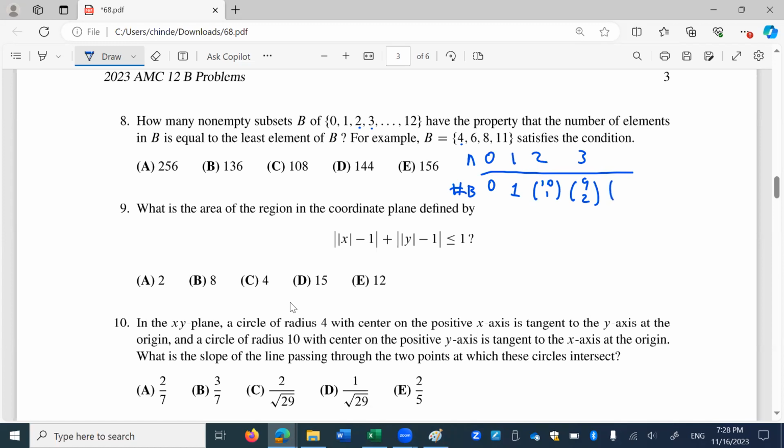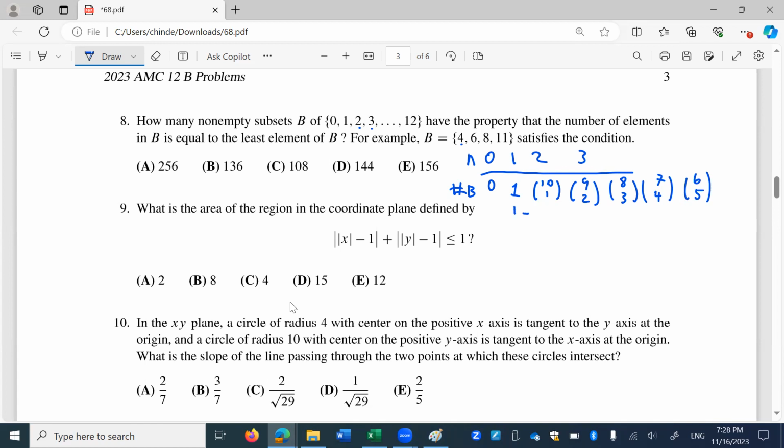If 4 is my least element, there's 8 numbers bigger than 4, and I have to choose 3 of them. There's 7 numbers bigger than 5, and I have to choose 4 of them. There's 6 numbers bigger than 6, and I have to choose 5 of them. There's only 5 numbers bigger than 7, and I can't choose. 7 can't be the smallest number in any of the subsets of this type. So this is my answer. I have to add up these numbers.